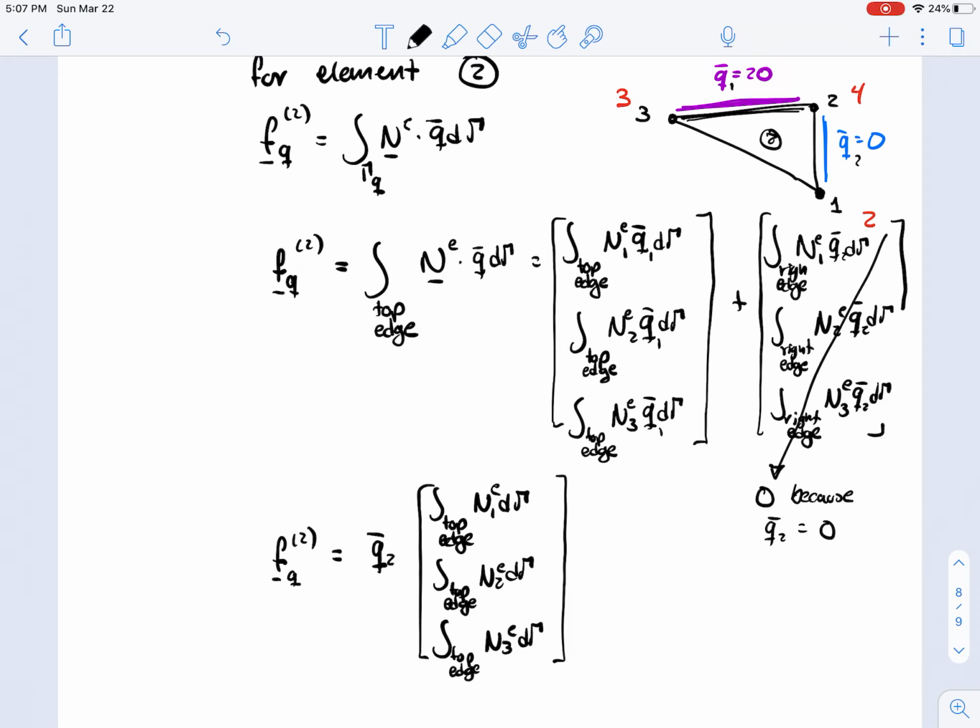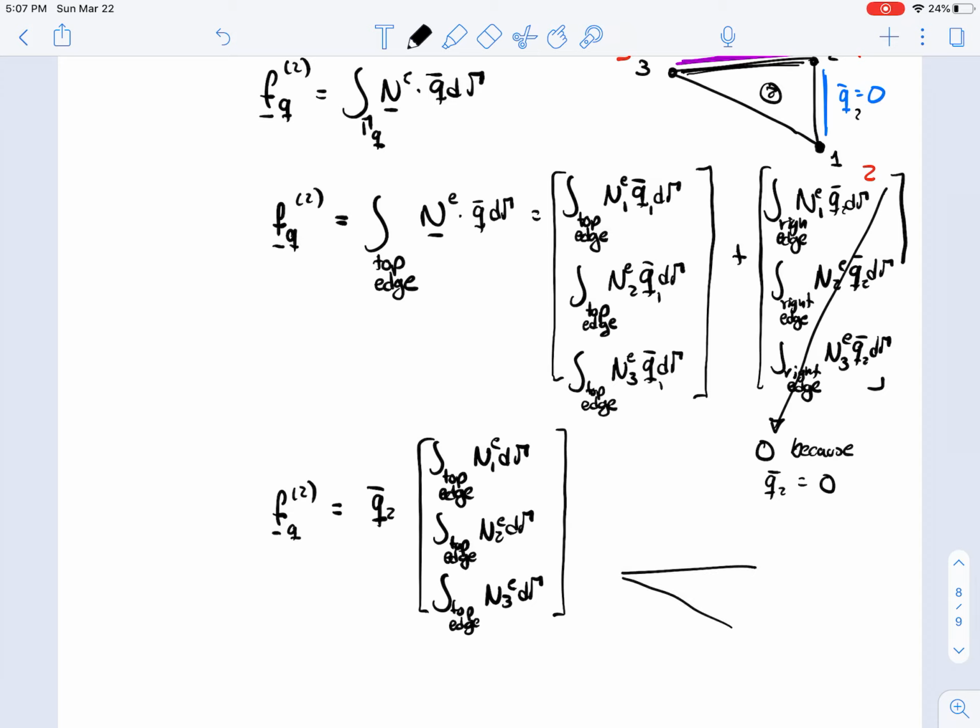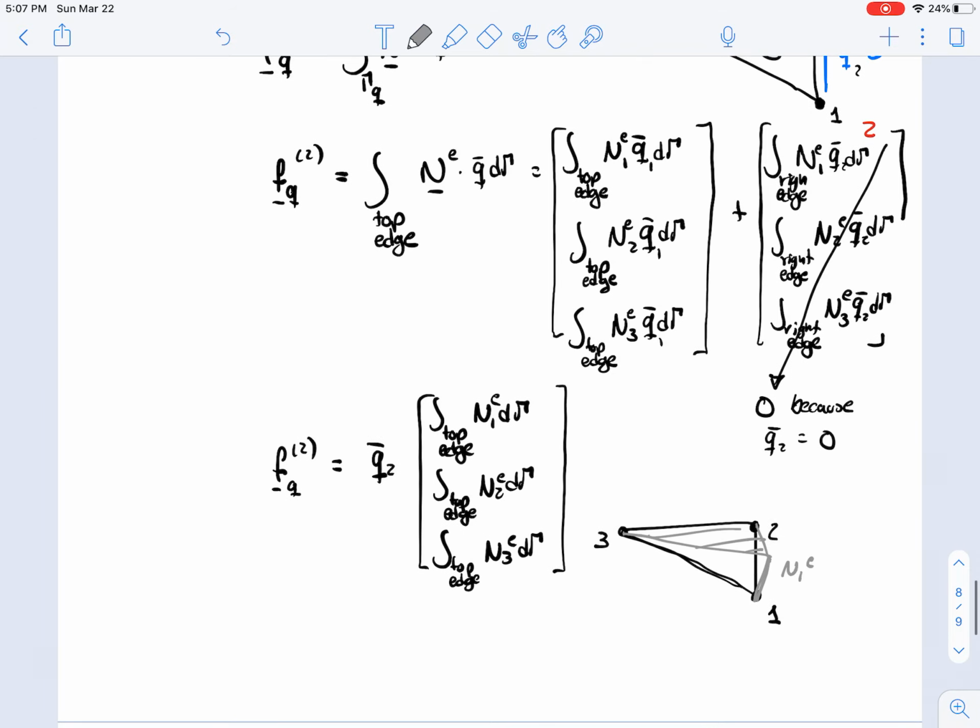Which shape functions are non-zero over that edge? Let me redraw this one more time. This is the element, with local node number 1, local node number 2, local node number 3. The first shape function, n1, should be 1 at this node and should go to 0 at the other 2 nodes. So it turns out that this shape function is 0 over this edge. Therefore, this integral is going to be 0.